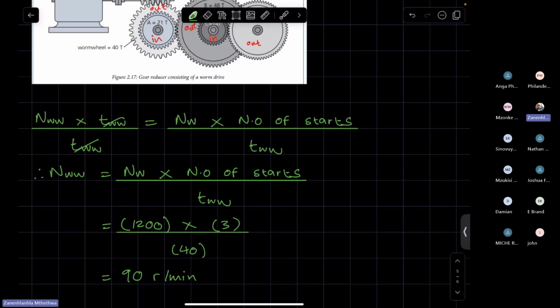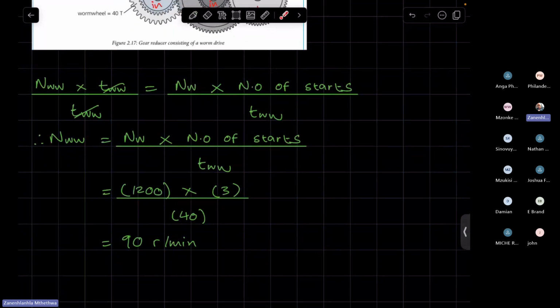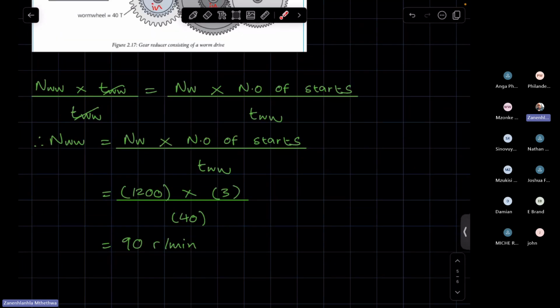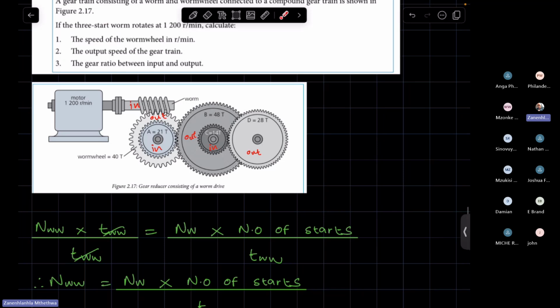So as far as calculating the worm wheel's rotational frequency, this is the simple approach that you take. Are we clear here? Loud and clear, sir. Now let's look at the second question: calculate the output speed of the gear train. As we've established, the output shaft is fitted onto the last gear, which is gear D. So if they want you to calculate the output speed of the gear train, it means they want you to calculate the rotational frequency of gear D.